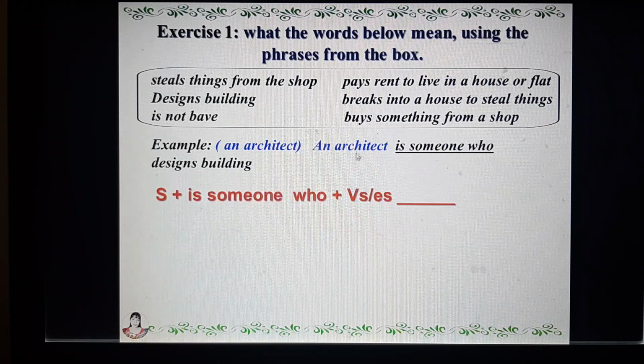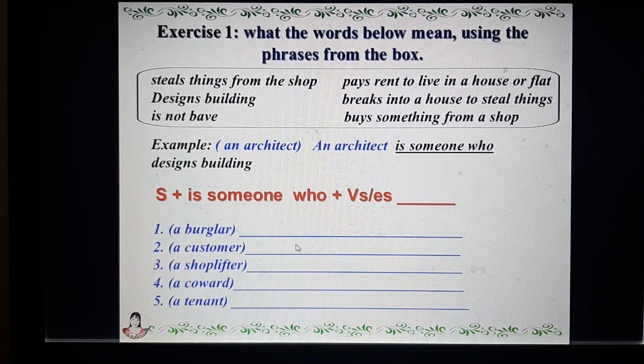Subject, an architect is someone who, and verb. Now please try to finish the 5 sentences.